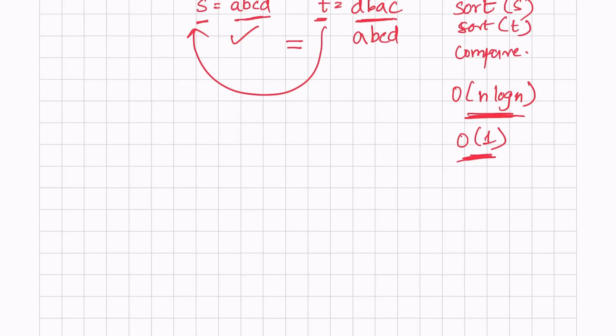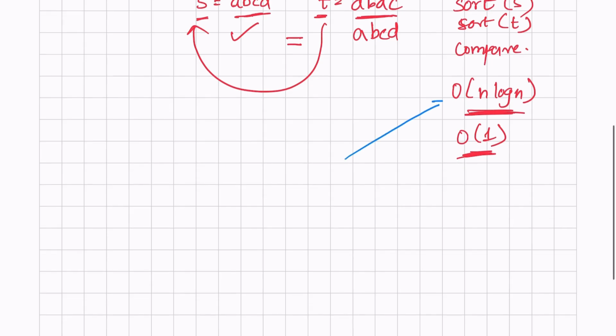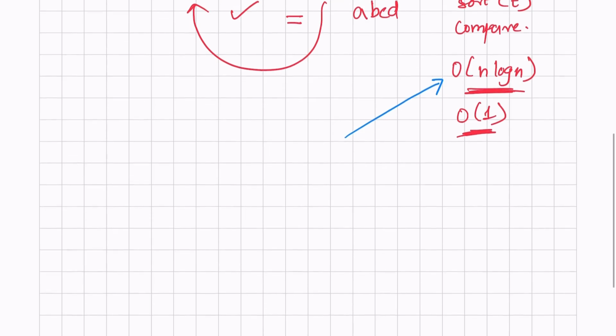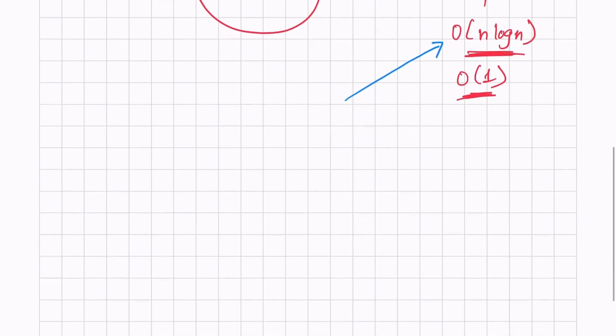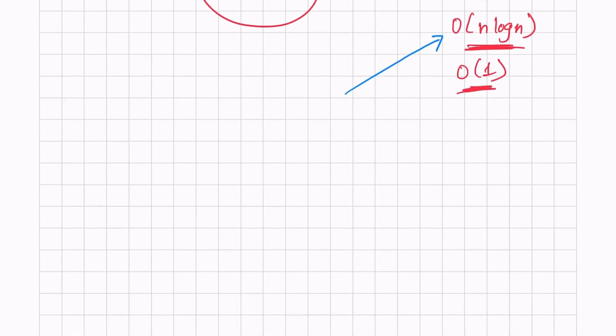So the next question that the interviewer might ask you is, okay, can you do better than n log n? And your answer should always be yes. Just kidding. But yes, there is a better way to write this algorithm. And the answer to how you can improve this algorithm lies in counting. So let's look at an example so that things become clear.